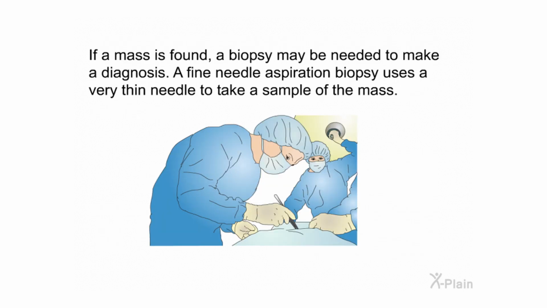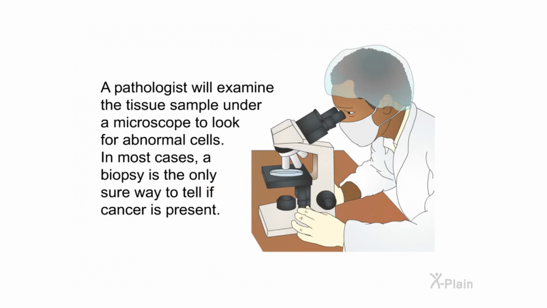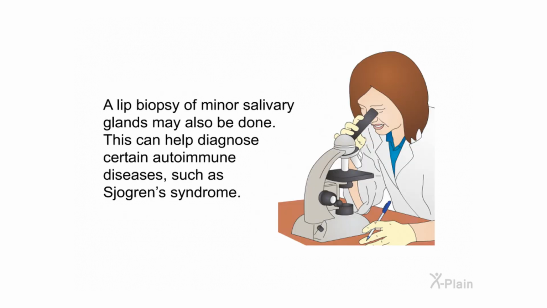If a mass is found, a biopsy may be needed to make a diagnosis. A fine needle aspiration biopsy uses a very thin needle to take a sample of the mass. A pathologist will examine the tissue sample under a microscope to look for abnormal cells. In most cases, a biopsy is the only sure way to tell if cancer is present. A lip biopsy of minor salivary glands may also be done. This can help diagnose certain autoimmune diseases, such as Sjogren's syndrome.